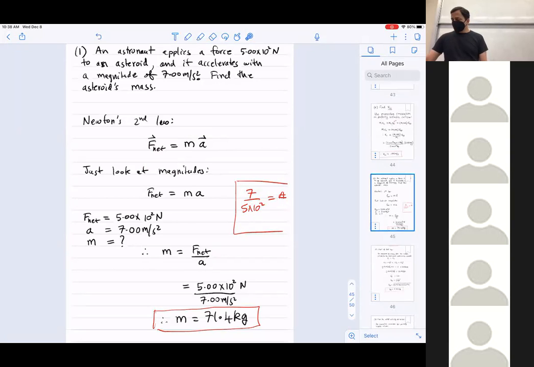Therefore, if you had written this down and then you mess up the algebra and you say M is A over F net, and then you still get the same wrong answer, I'm much more likely to give you more credit, because I've seen that you identified the concept and you just kind of messed up here in solving for the mass.